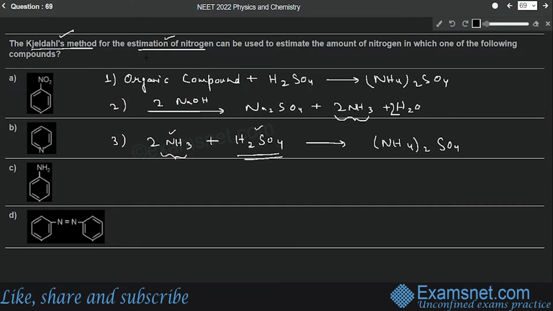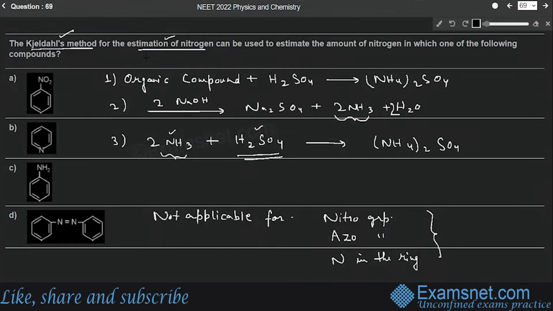Now what's important to know here is that there are some exceptions to Kjeldahl's method. Okay, so for some compounds Kjeldahl's method will not be applicable. Okay, so it is not applicable for the compounds containing nitro group, for the compounds containing an azo group, or for the compounds in which nitrogen is present in the ring. Okay, so other than these three exceptions, this method will be applicable.